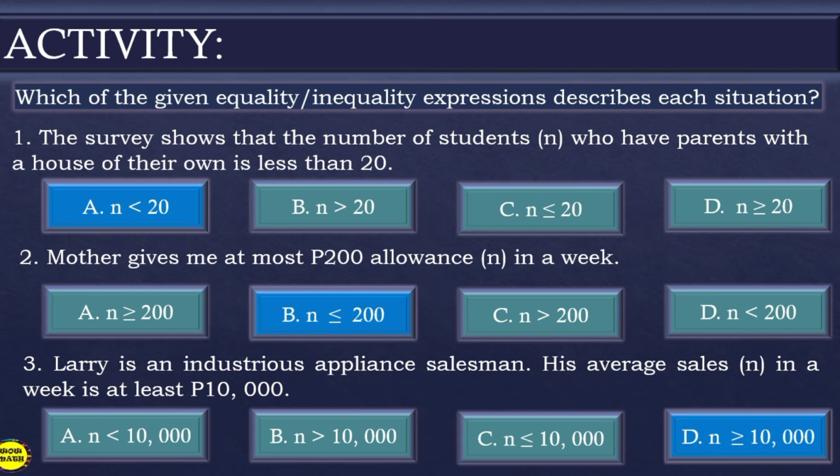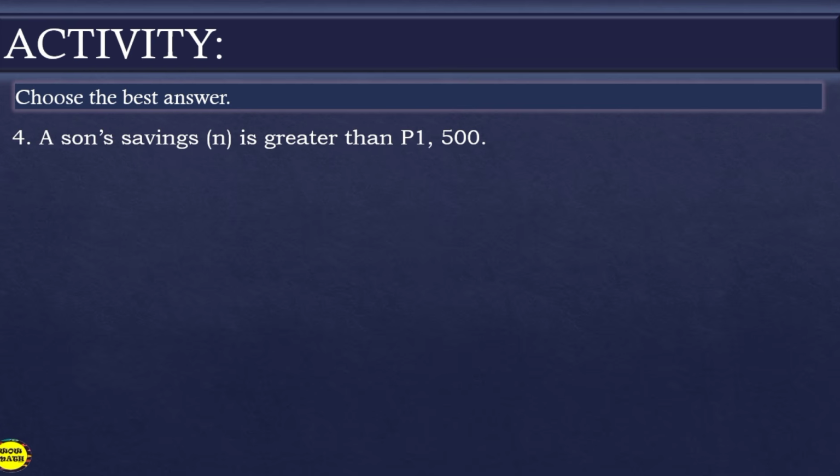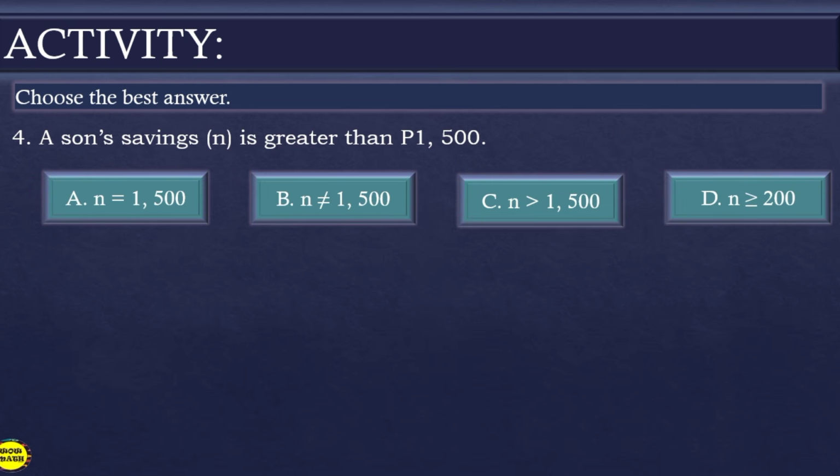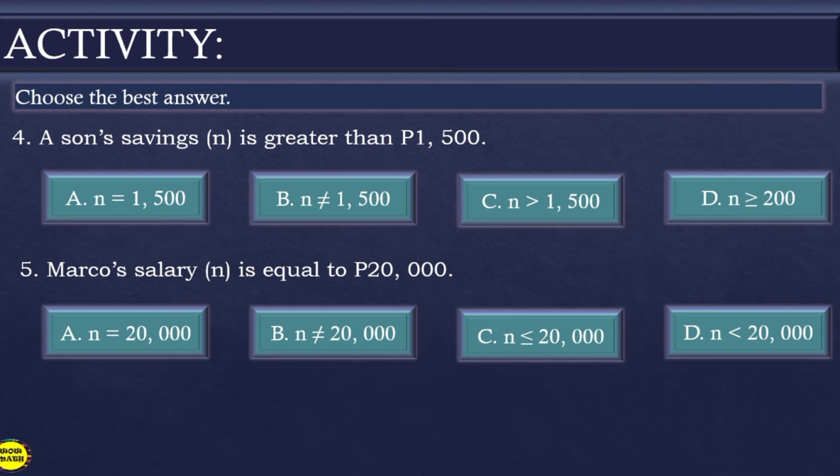So, letter D. Next, number 4, a son's savings is greater than 1,500 pesos. And number 5, Marco's salary is equal to 20,000 pesos. Okay, for number 4, greater than 1,500 pesos. So, anong letter yan? So, letter C. And number 5 is equal to 20,000 pesos.